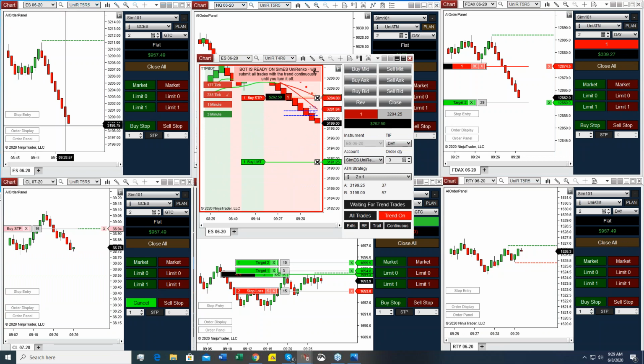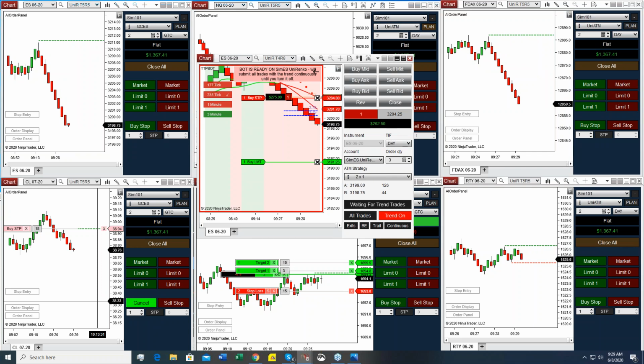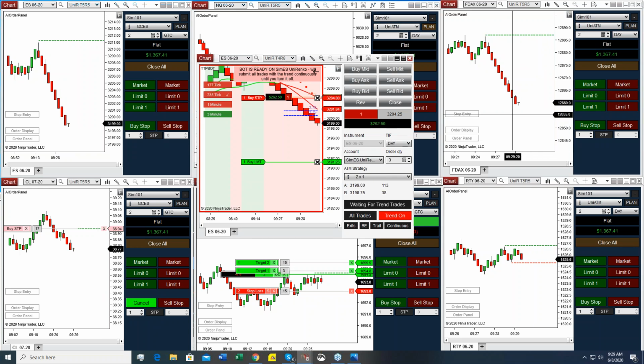Both targets hit on the ES. I didn't have a chance to move it out. Target filled. DAX got both targets. I didn't move it any further out. This is up now 1,300, almost 1,400 bucks. Guys, it's two contracts.